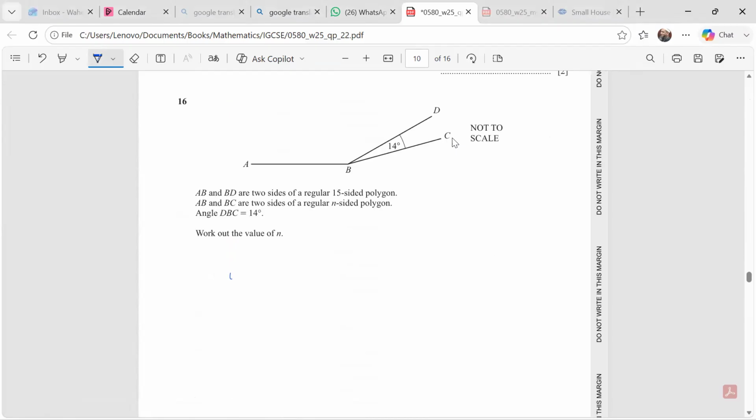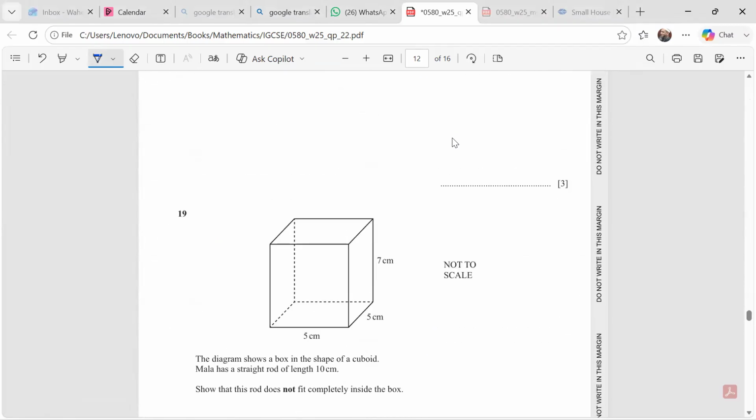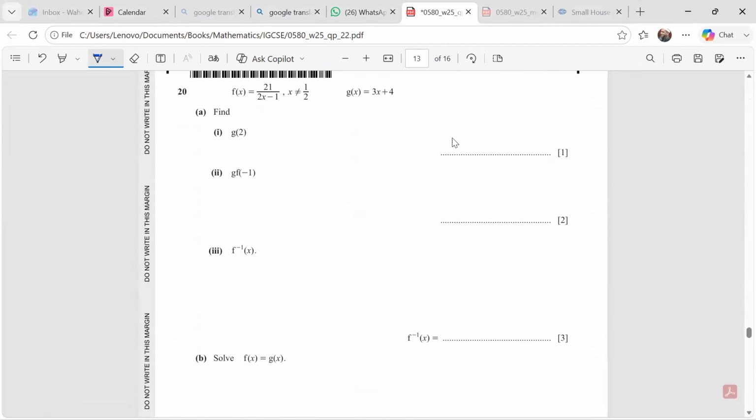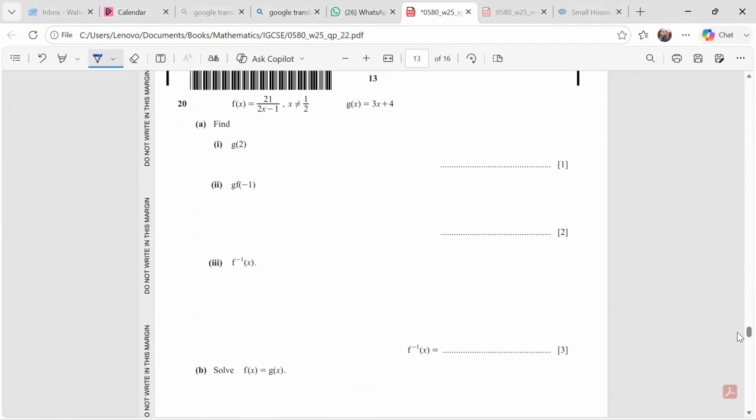Here we have question number 20. We are given two functions, one is f of x and one is g of x, and we need to find g of 2. This is simple. What does g of 2 mean? It is 3 times 2 plus 4, am I right? So 10. The answer is 10.